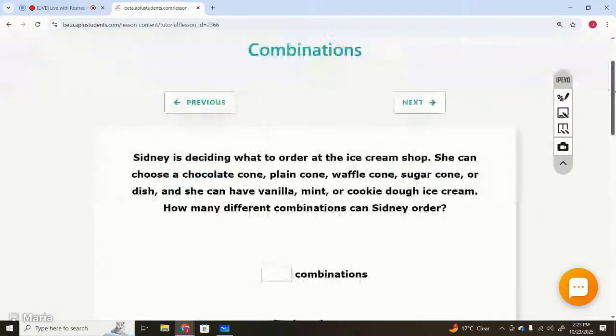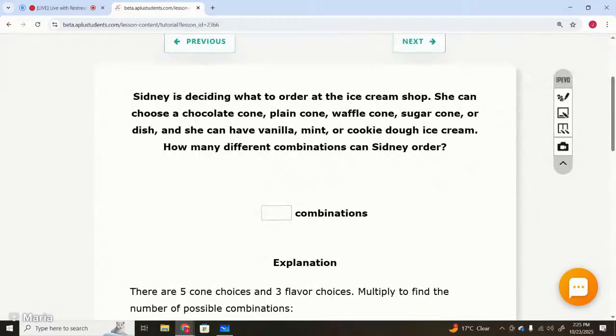Sydney is deciding what to order at the ice cream shop. She can have a chocolate cone, plain cone, waffle cone, sugar cone, or dish. And she can have vanilla, mint, or cookie dough ice cream. How many different combinations can Sydney order?